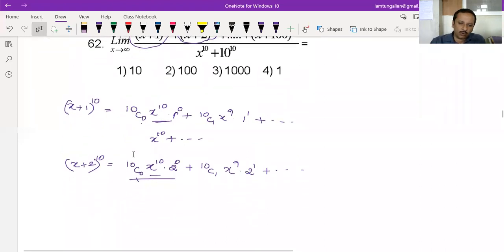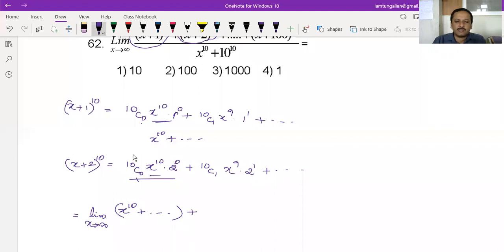So now I will write like this: limit x tends to infinity, x¹⁰ plus something. This is the expansion of (x + 1)¹⁰. Then if you expand (x + 2)¹⁰, there you will get x¹⁰ plus something. Plus, when you expand (x + 3)¹⁰, there also you are going to get x¹⁰ plus some numbers and so on. You get it. Finally, the last term, if you expand, is what? (x + 100)¹⁰.